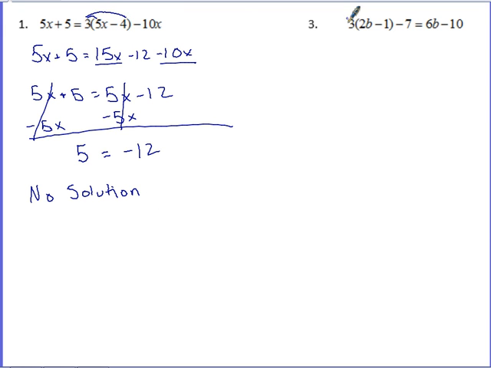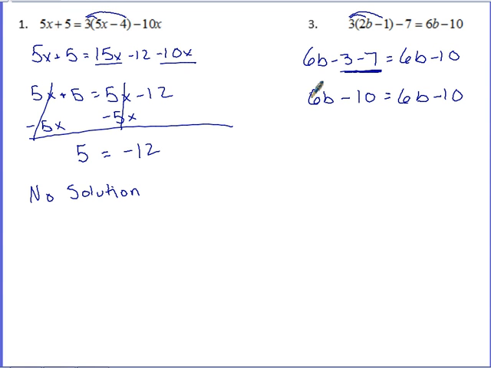In this example, same thing. I have to distribute first, so I have 6b minus 3 minus 7 equals 6b minus 10. I have like terms here with my numbers. Remember, constants are also like terms. So negative 3 minus 7 is negative 10. Okay, now I'm simplified. I can move to the other side.